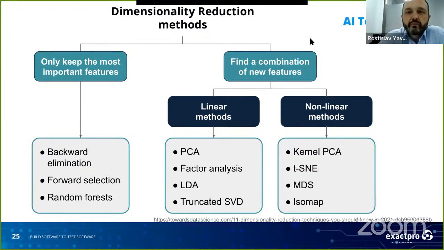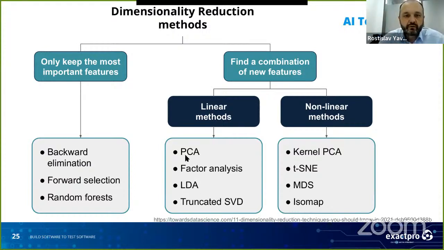The other approach, definitely more powerful but more difficult, is to find combinations of new features. For example, you can take, usually, linear combinations of maybe 10 features with some weights, and then you will get one feature which takes into account all the parameters. And there are two sub-approaches here. The first one, simpler but still very powerful, is linear methods, and the other one is about non-linear approaches. Today we'll speak a little bit about the linear approach.